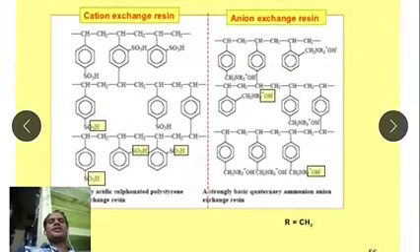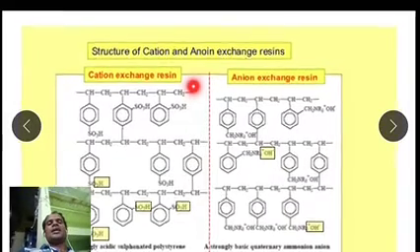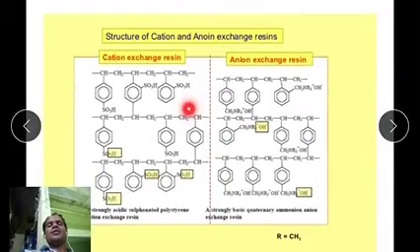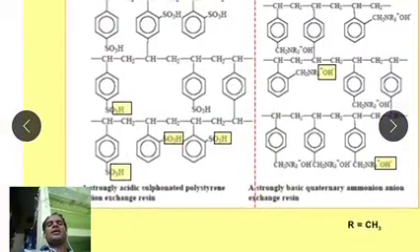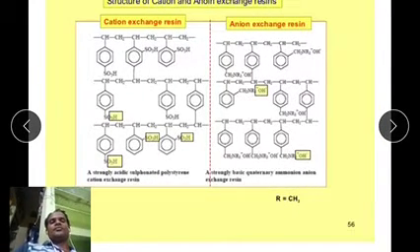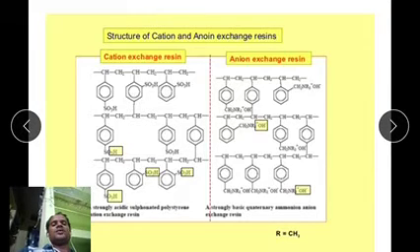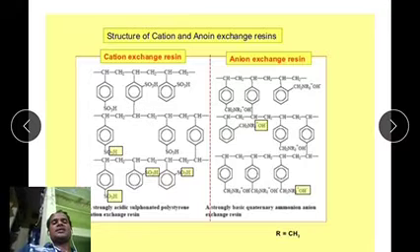Examples of ion exchange resins are shown here: the structure of the cation and anion exchangers. The cation exchanger exchanges the cations from the hard water, that is acidic functional groups. The anion exchanger exchanges the anions, so it is also called anion exchange resin.